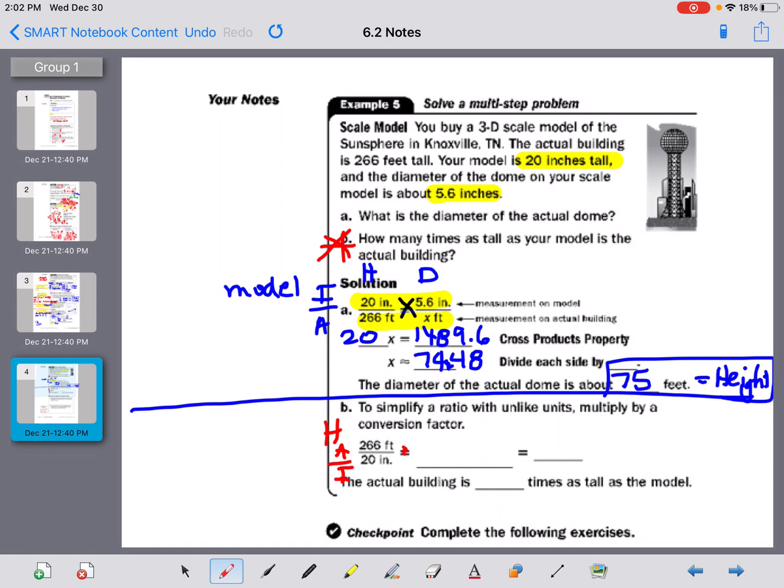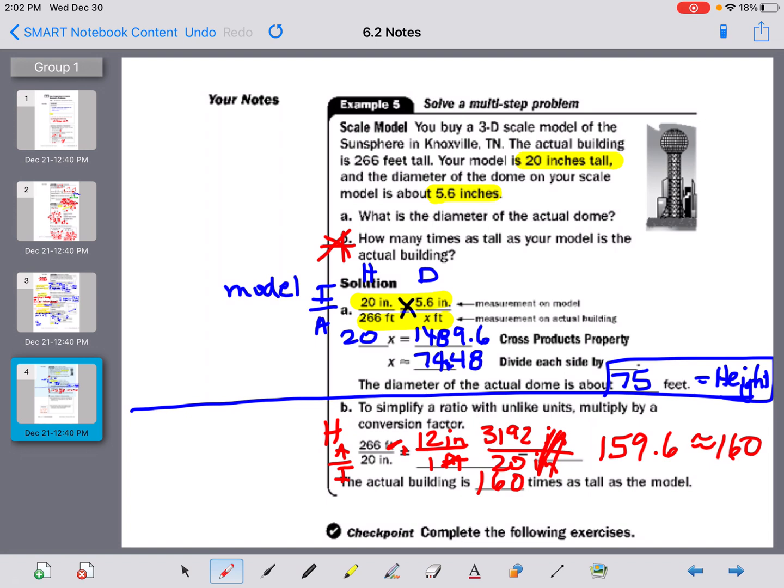It's always easier to change the big units, which is feet, to inches. 12 inches in 1 foot. So my feet cancel. I multiply across the top, 266 times 12. And that's 3,192 inches compared to the 20 inches I had. Now that they're the same units, I do 3,192 divided by 20, which is 159.6. Let's round that to about 160. So I'm about 160 times taller in real life than I was with the model.